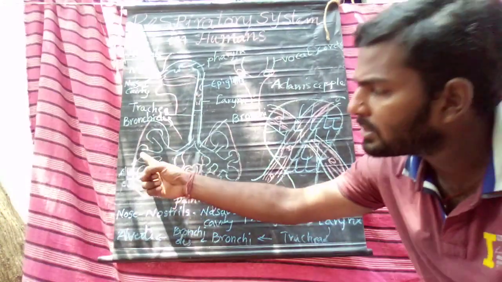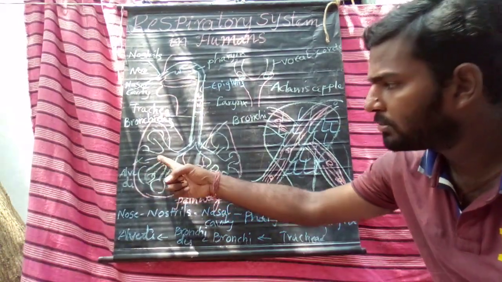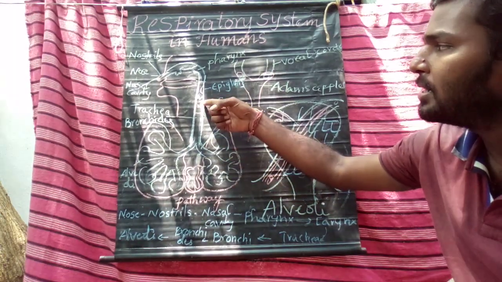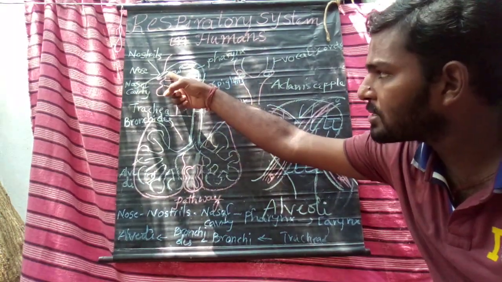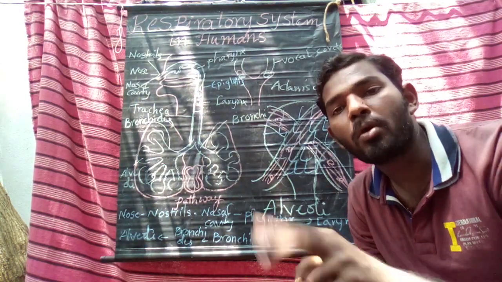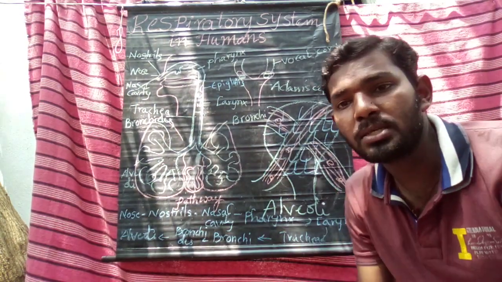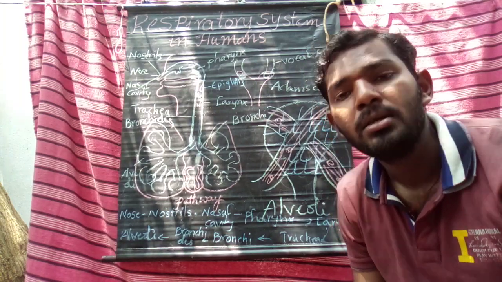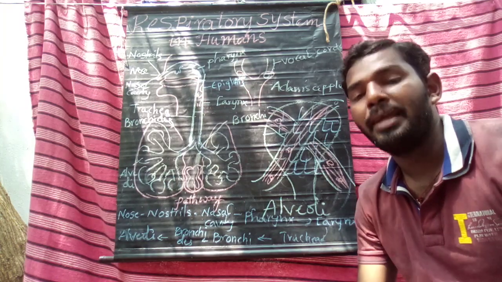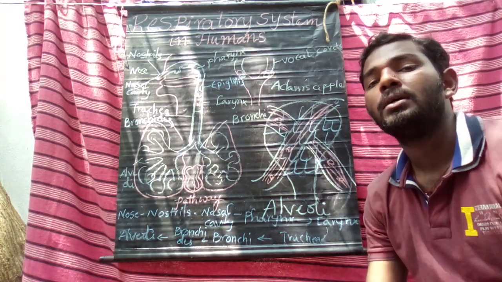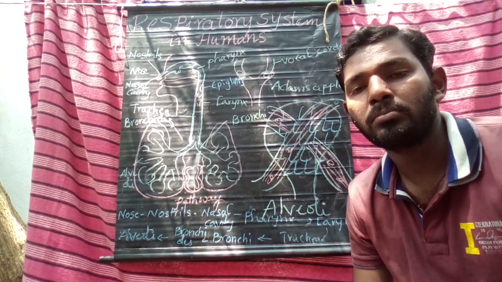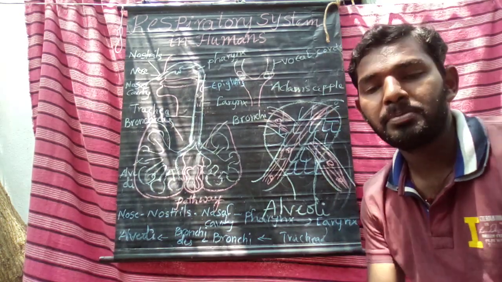Again this carbon dioxide goes from alveoli to bronchioles, bronchioles to bronchi, bronchi to trachea, larynx and pharynx, and the nostrils and nose, and comes to the environment. So here two processes are involved. One is the inspiration process, one is the expiration process. The inspiration process is nothing but taking of air inside our body, and the expiration process is nothing but releasing of air from the body into the atmosphere. So that is called inspiration and expiration.